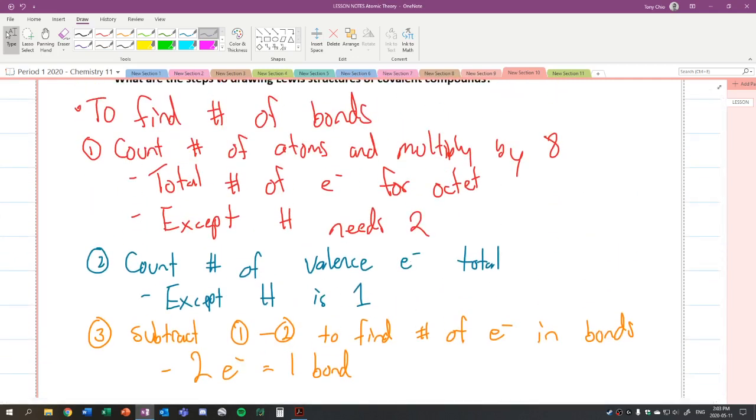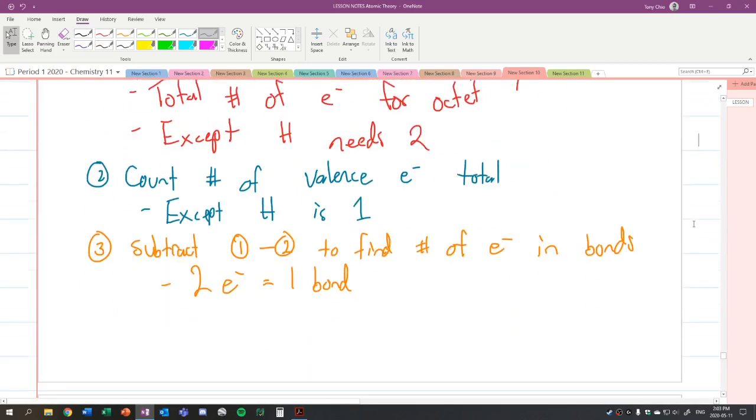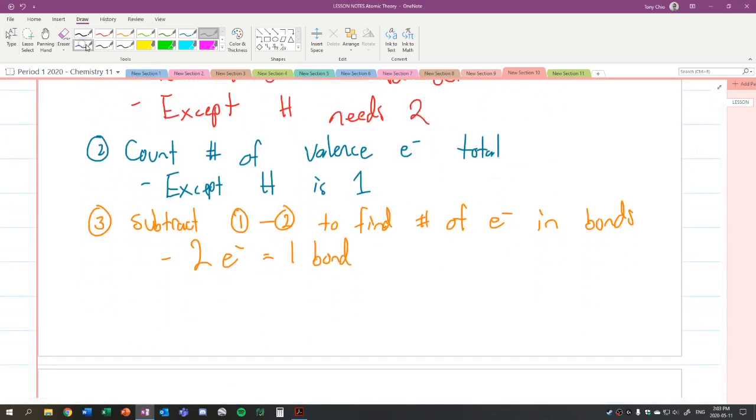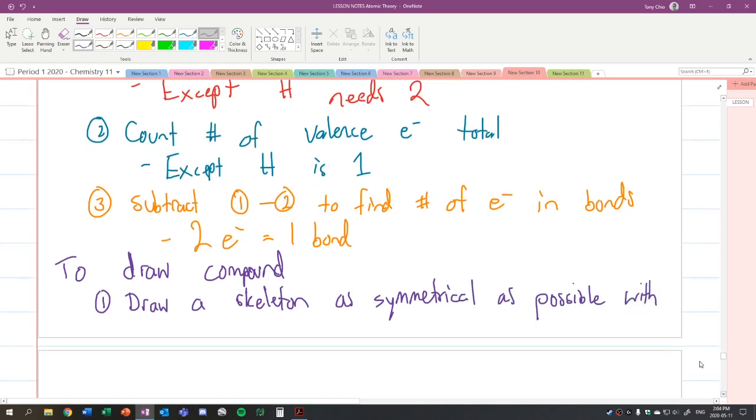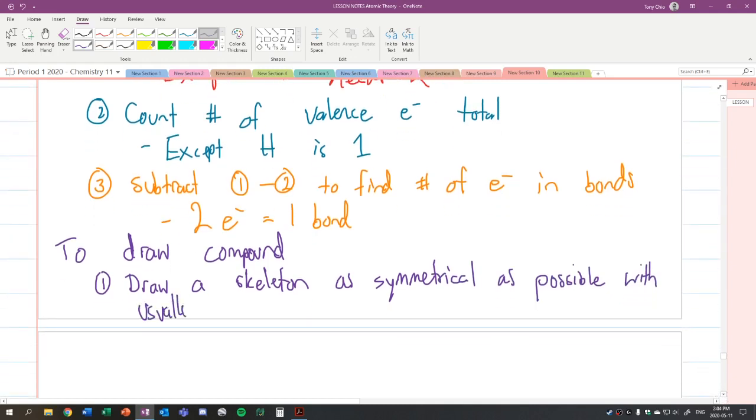But how do you draw your compound? Well, to draw your compound, what you want to do now is, first of all, draw what we call a skeleton. A skeleton as symmetrical as possible with usually carbon in the middle.